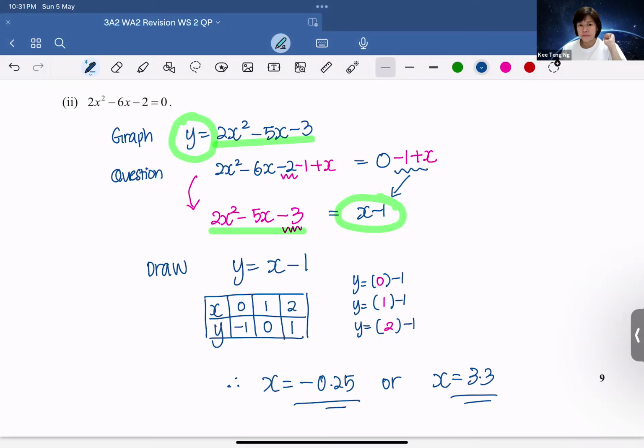Answer. Have you gotten the concept? Okay, maybe you need to rewind the video and watch a few more times. Okay, I'll do more revision of the other types of questions for WA2. Right, so with that, we come to the end of this part of the video and we have completed the second worksheet for our WA2 revision. Okay, and hope you all can get good marks for it.